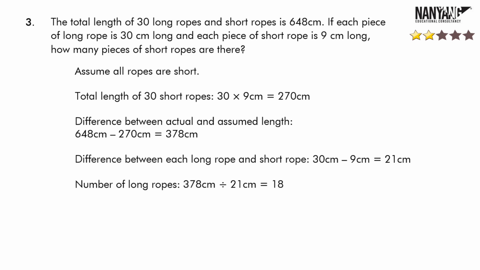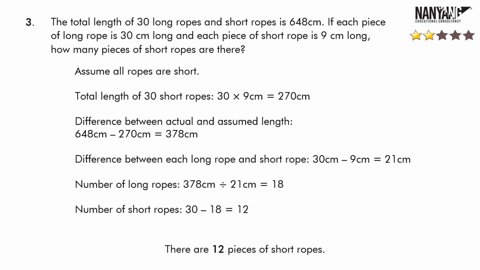Now with the number of long ropes, we can find the number of short ropes. We just have to take the total 30 ropes minus 18 long ropes to give us 12 short ropes. So that's our answer. There are 12 pieces of short ropes. Did you get it?